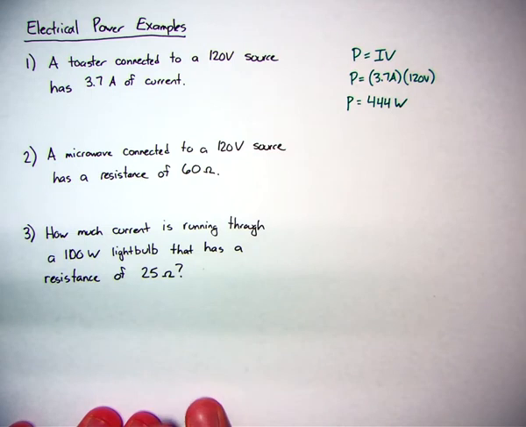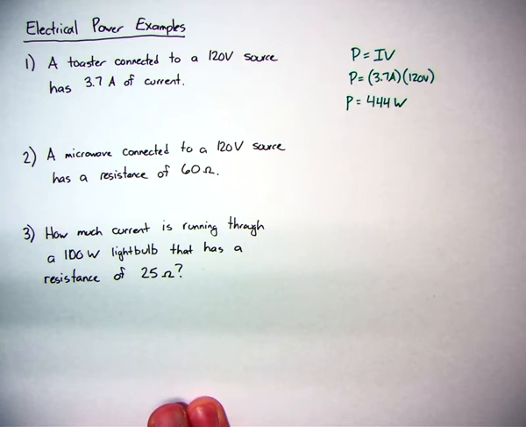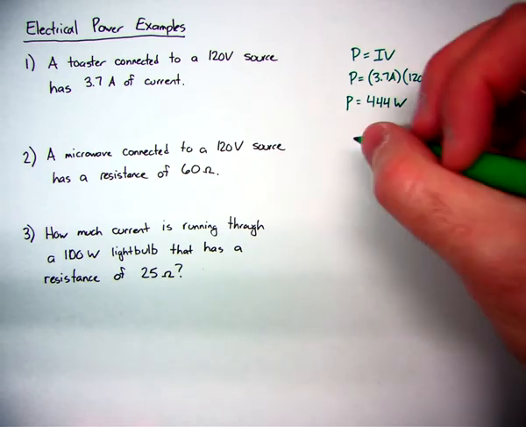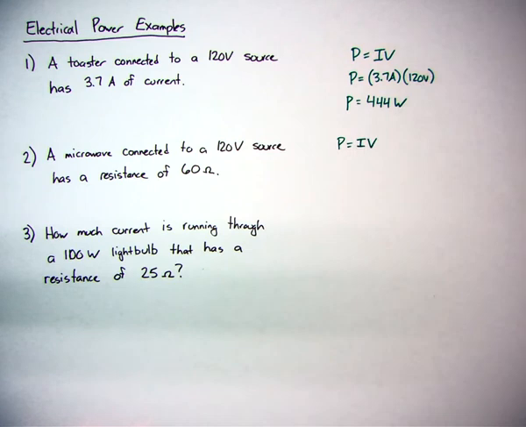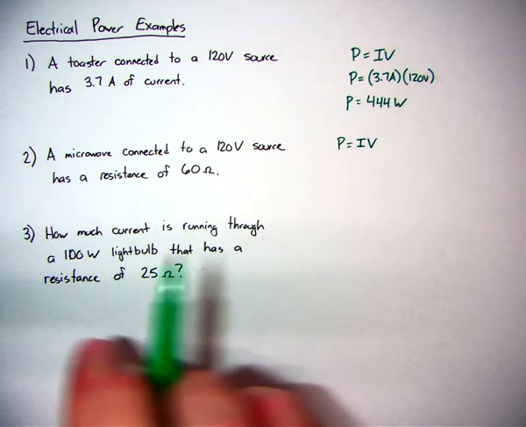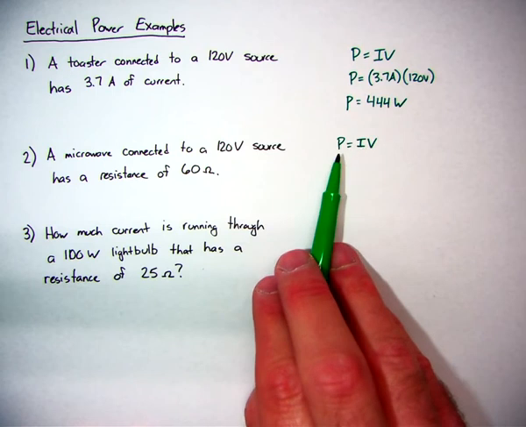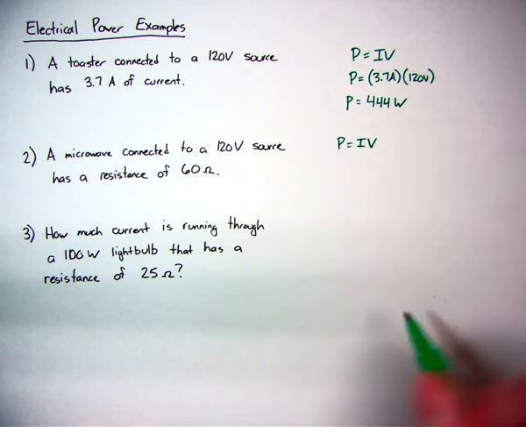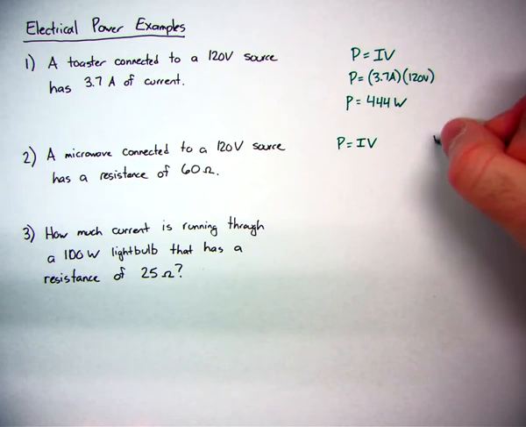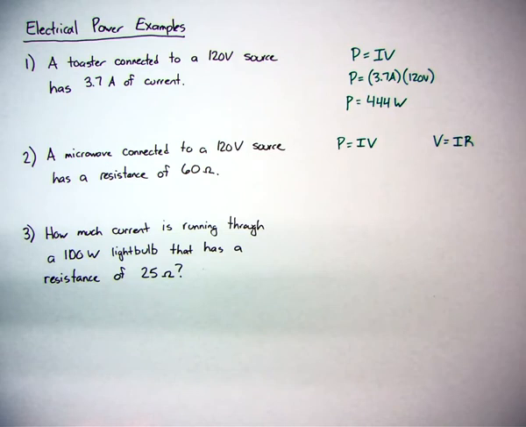Number two then: a microwave connected to a 120 volt source has a resistance of 60 ohms. If I look at the power equation, P equals I times V, I know the voltage, I don't know the current, and I'm trying to figure out the power. I can't just plug in what I have because I don't have enough information. However, if we remember Ohm's law, V equals I times R, I can use that to find the current first.